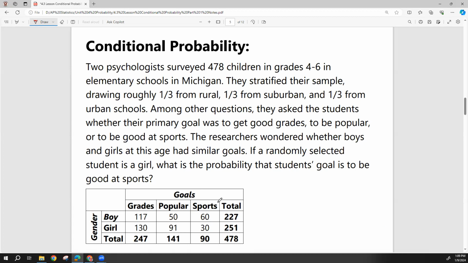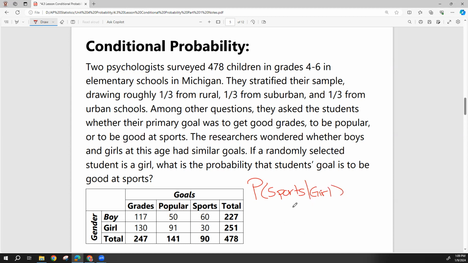We want to know, what is the probability if we are randomly selecting a student, we know that that student is a girl, so we sent all the boys away and we're just randomly selecting a girl. We want to know the probability that that student's goal is to be good at sports. So we want to know the probability that their goal is to be good at sports, given that they are a girl.